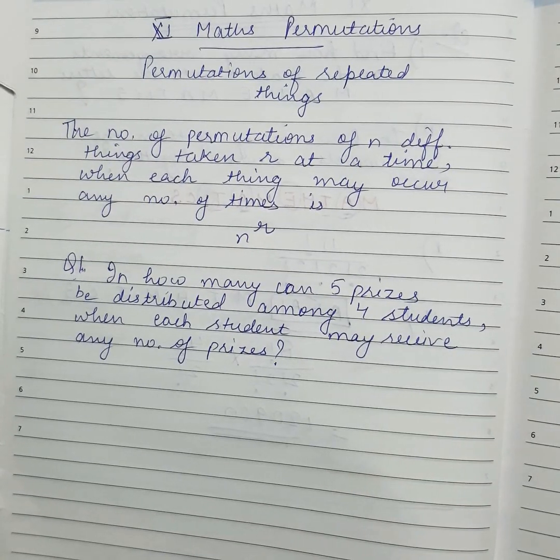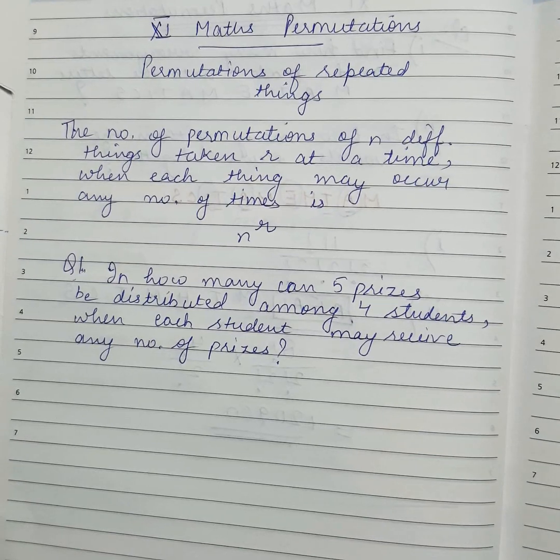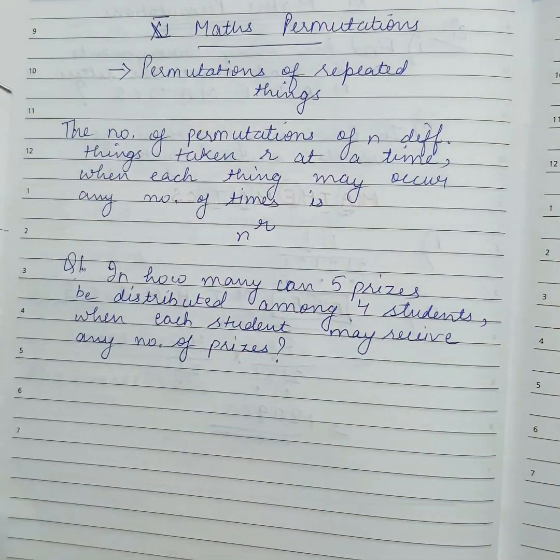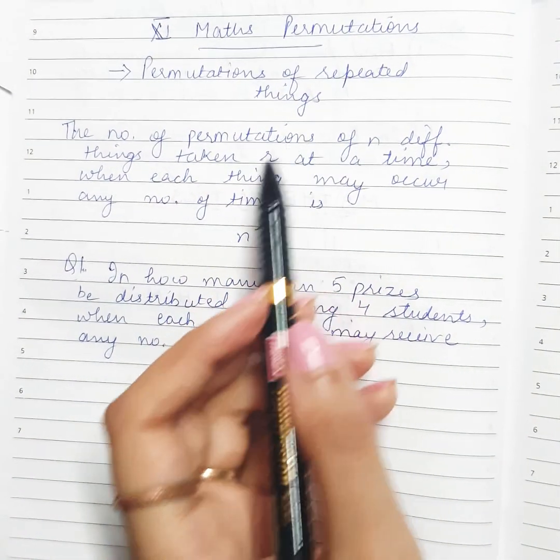Welcome back to Maths class 11. We were doing types of permutations, especially the restricted permutations. Now the type is permutations of repeated things. Now what actually are repeated things?